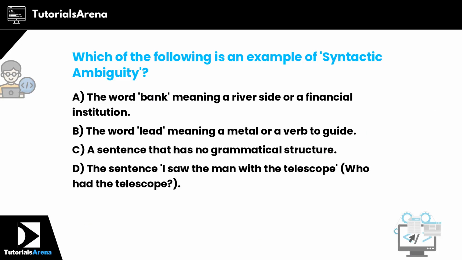Which of the following is an example of syntactic ambiguity? The correct answer is option D. The sentence, "I saw the man with the telescope.